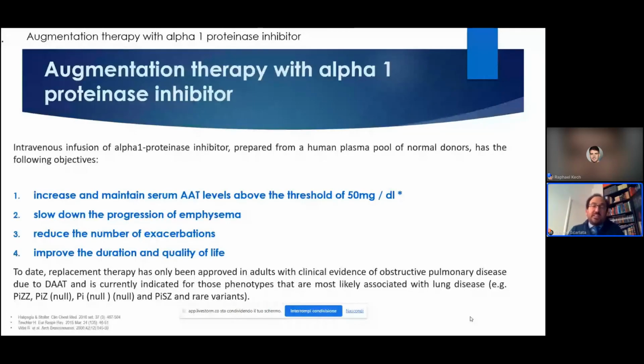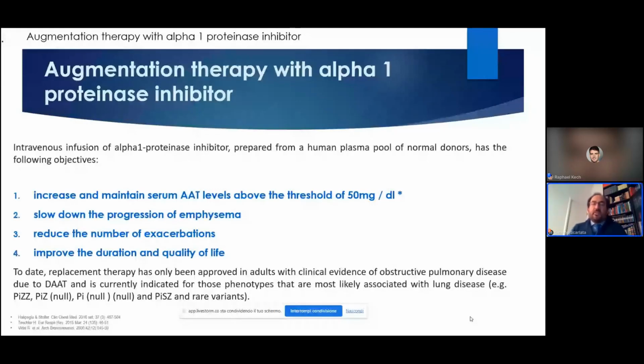We should say that current guidelines and recommendations state that replacement therapy should only be administered to those adults that already show clinical evidence of obstructive pulmonary disease and a very low circulating level of alpha-1 antitrypsin, meaning that we probably currently miss patients with early diagnosis in a preclinical phase, and this is a pity because, as we know, when COPD and emphysema start, there is no way to improve the clinical condition of patients and their lung function.